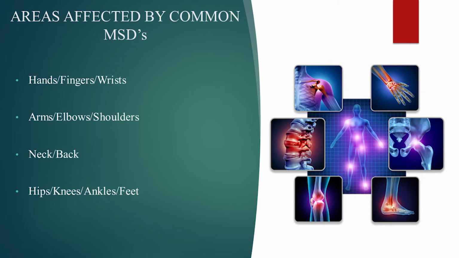Common MSDs can occur in several areas of both the upper and lower body. In the upper body, the most common areas are the hands, fingers, wrists, arms, elbows, shoulders, neck, and back. In the lower body, the most common areas are the hips, knees, ankles, and feet.